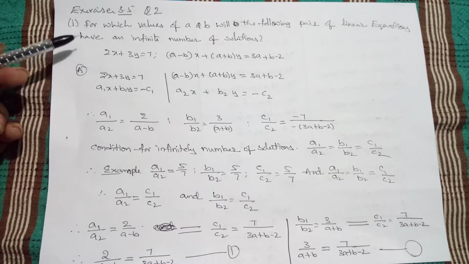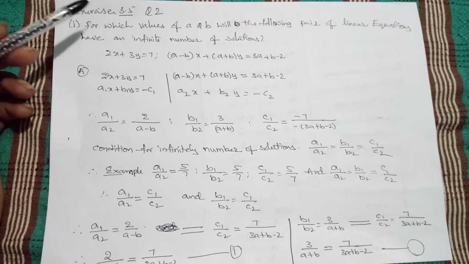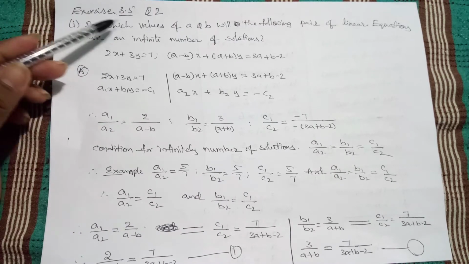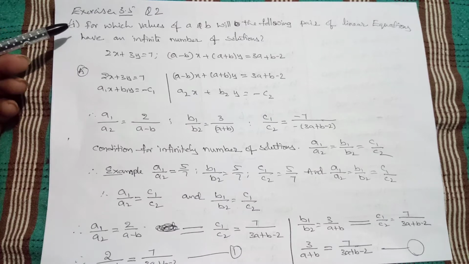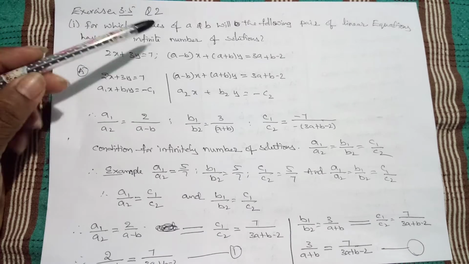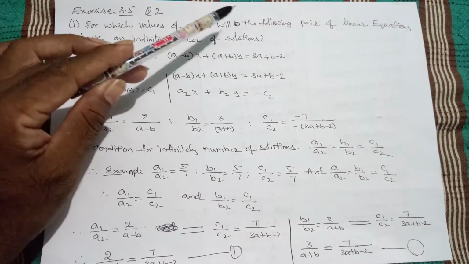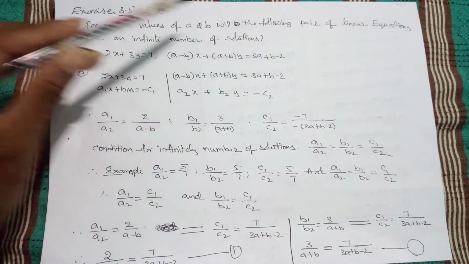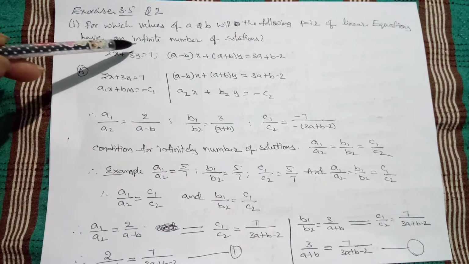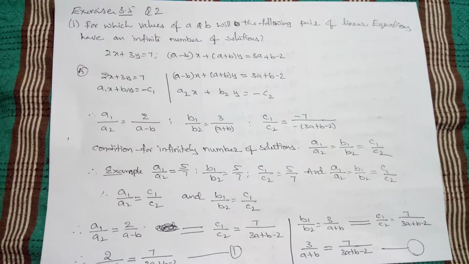Here we have two bits. This is the first bit. Question number 2, exercise 3.5, first bit. For which values of a and b will the following pair of linear equations have an infinite number of solutions?